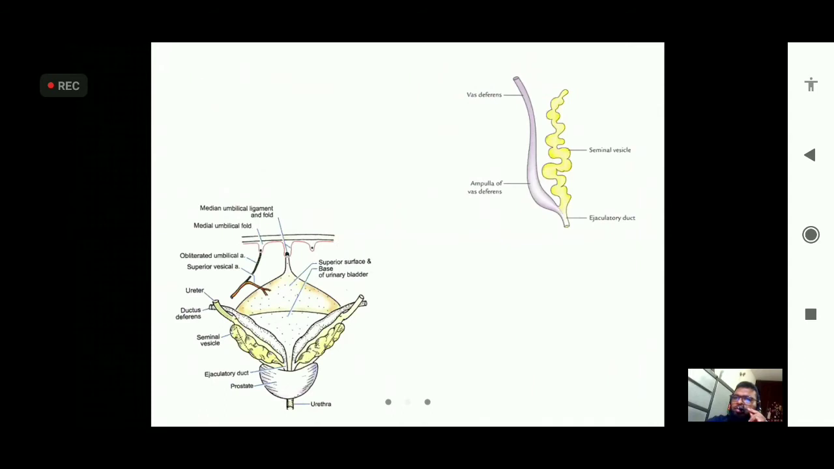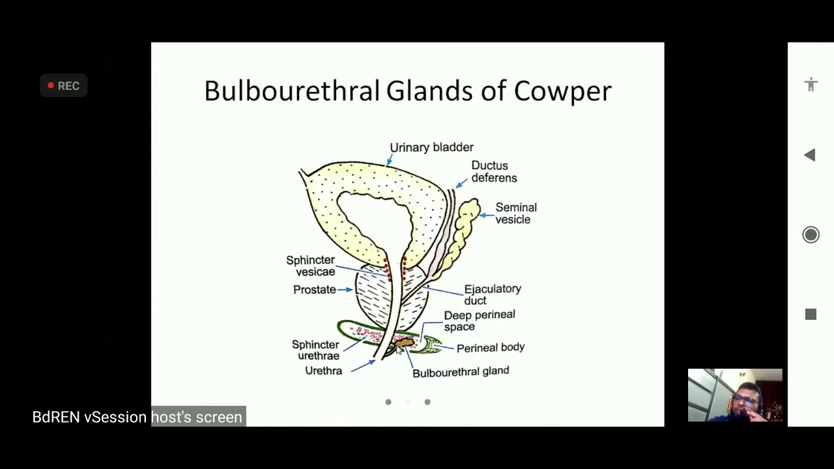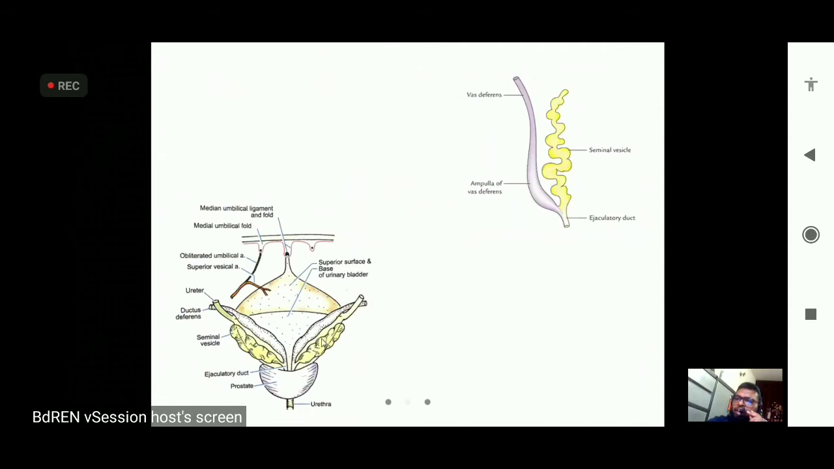Only 10% of the semen is the cellular content, that is the spermatozoa and some other cells of spermatogenic lineage. But 90% of the bulk of the semen is formed by the seminal vesicle and the bulbourethral gland of Cowper. These not only add to the bulk of the semen, they also provide nutrition.